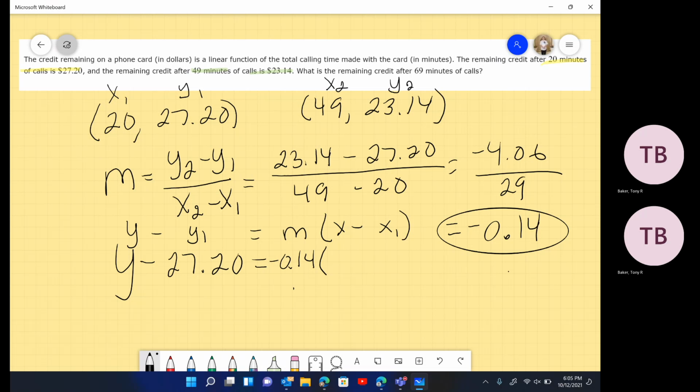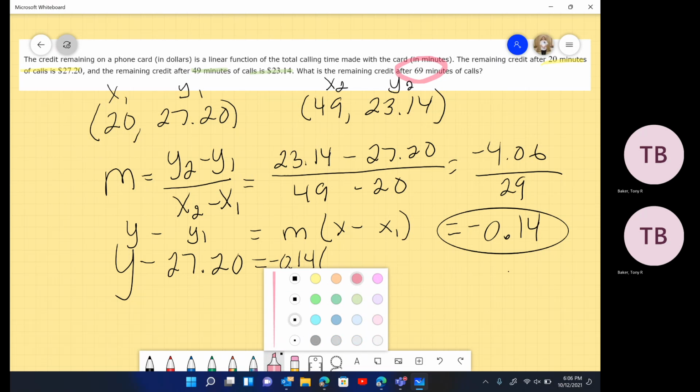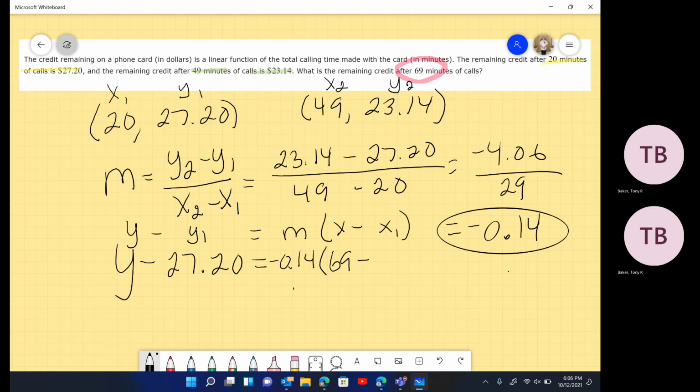My x is going to be whatever number they're asking for. So in this case, my x is 69. And then my x1 is the x of my first point. Okay? So this x right there, that's the question they're asking. So in this case, it's 69. Okay? That makes sense? Now we're just going to solve.